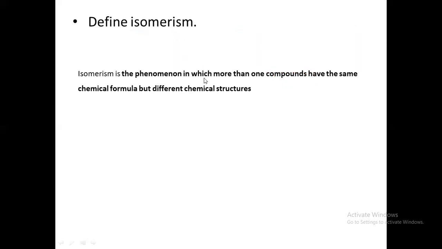For 1 mark, you can write this definition: isomerism is a phenomenon in which isomers exist, meaning you can have multiple compounds with the same formula. That can be written for 1 mark. So you can expect that definition also: what is isomerism?